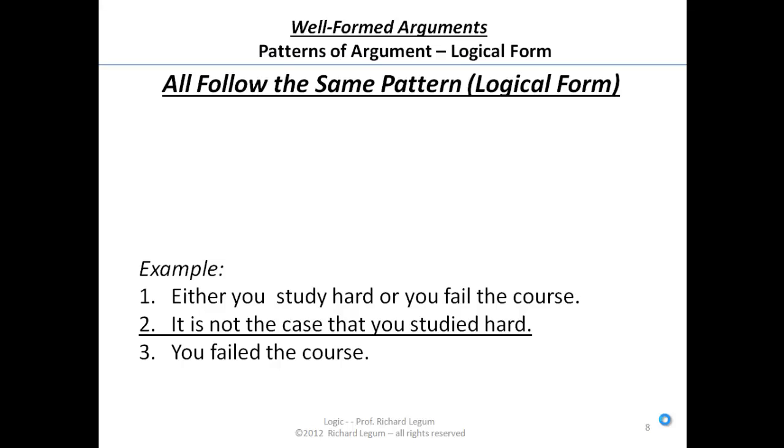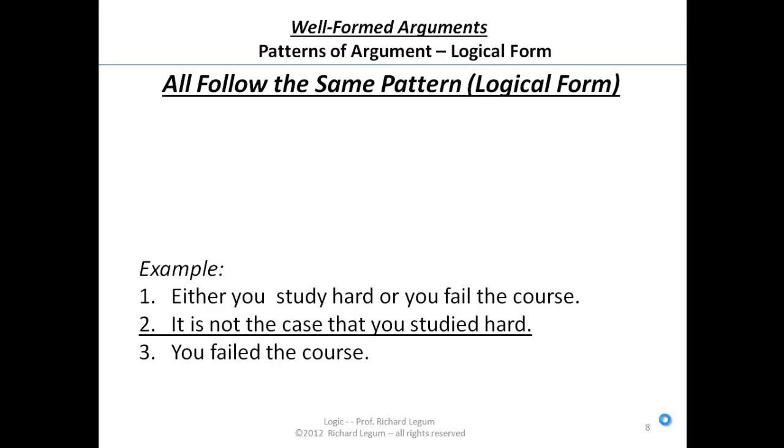Let's take a look at one of our example arguments and see if we can figure out what pattern it is that they're all following, a valid pattern. The example that we'll take a look at is: either you study hard or you fail the course. It's not the case that you studied hard, therefore you failed the course.